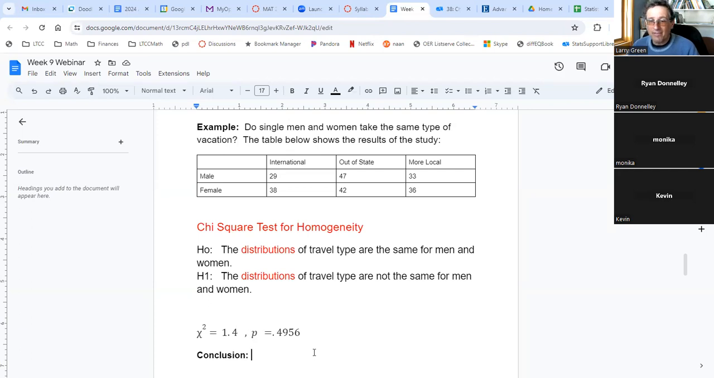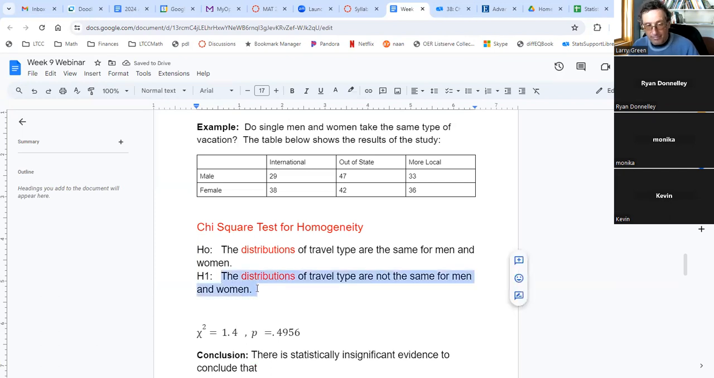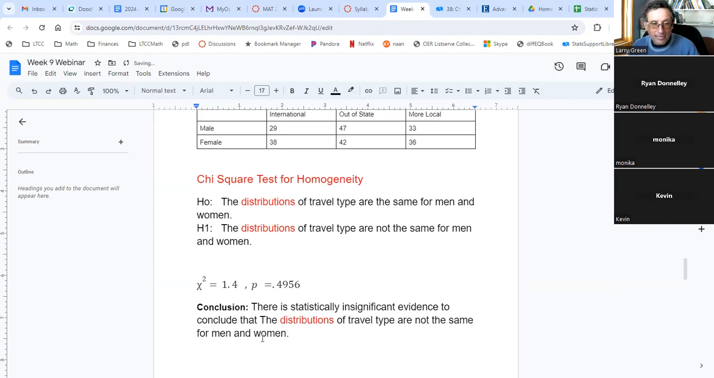Hopefully you're getting convinced that what we did a couple weeks ago keeps happening. So it is really important. And that is hypothesis testing. Yeah, you failed to reject the null hypothesis, so there is statistically insignificant evidence to conclude that, and now I can just copy and paste H1. Make that T lowercase, that the distributions of travel type are not the same for men and women.